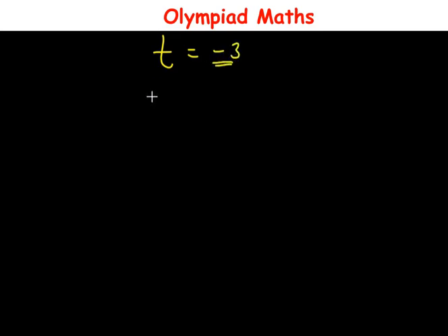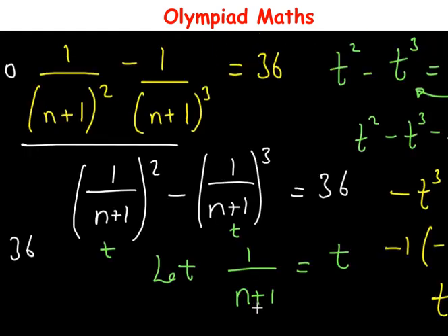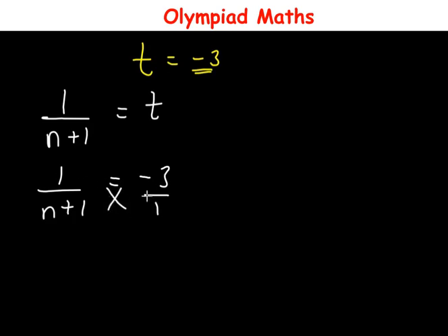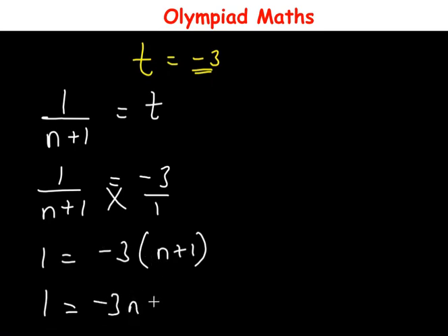The next thing we're going to do is to recall that we said let 1 over n plus 1 equals t. So right there we have 1 over n plus 1 is equal to t, which is minus 3. We can write this as over 1. Simply multiply 1 times 1 is equal to minus 3 multiplied by n plus 1. So 1 is equal to minus 3 times n, which is minus 3n, and minus 3 times plus 1 is minus 3.